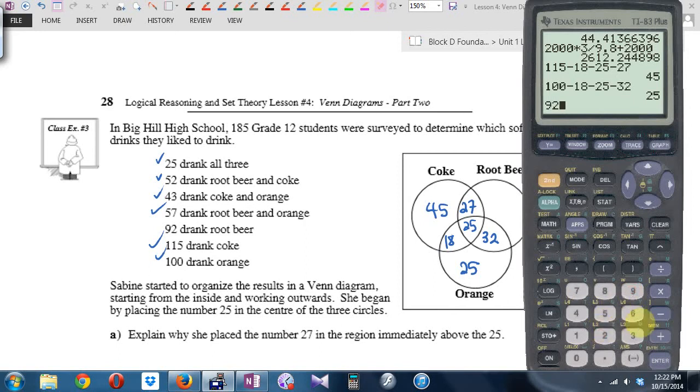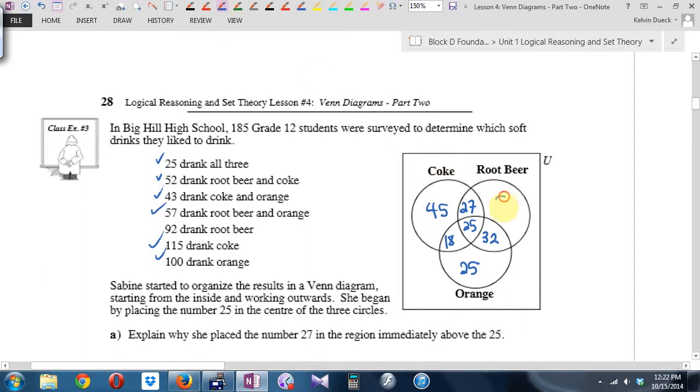I like a good root beer. If you ever get a chance to have birch beer, which is like a really, really strong root beer, ooh, good stuff.